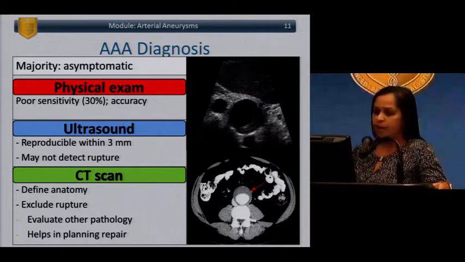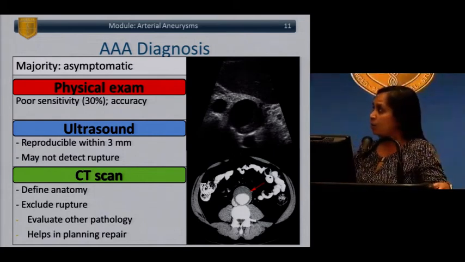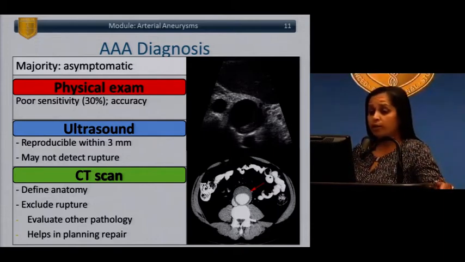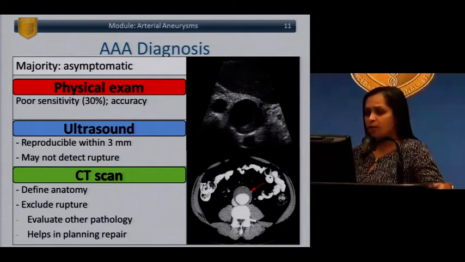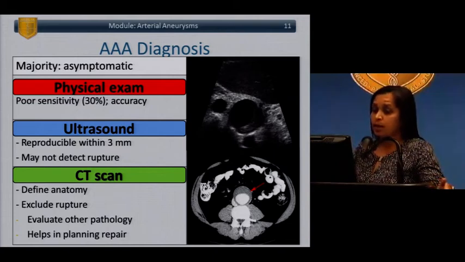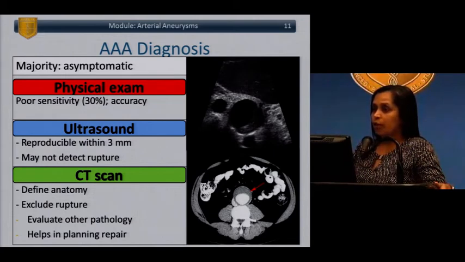CT scan is a little better in terms of defining the anatomy once an aneurysm has been diagnosed, and we tend to use this study when the aneurysm approaches sizes where we might be considering repairing it, so greater than 4.5 centimeters, as well as to exclude rupture in some patients if you're suspecting rupture based on symptoms. And also if someone presents with abdominal pain, it's useful in terms of ruling out other pathologies that might be causing their abdominal pain.